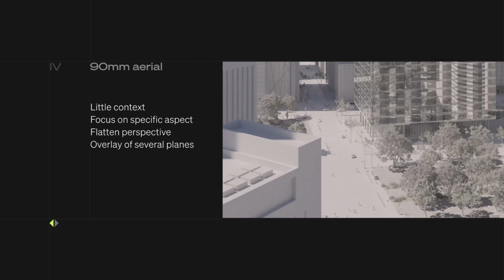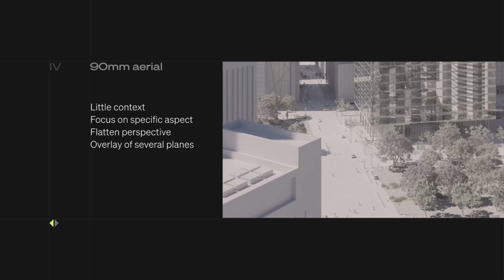90 millimeters, sorry. Here you have less and less context because we're zooming in on a smaller area. We still have this interesting aspect of flattening the perspective. When you start going above 70, 80 millimeter, the perspective goes away more and more.